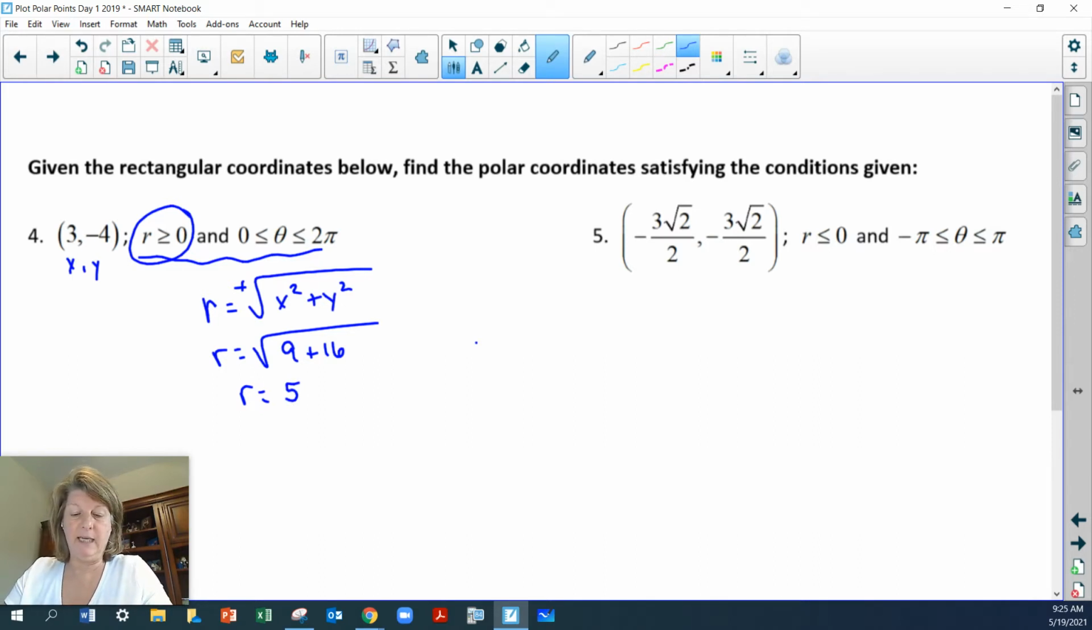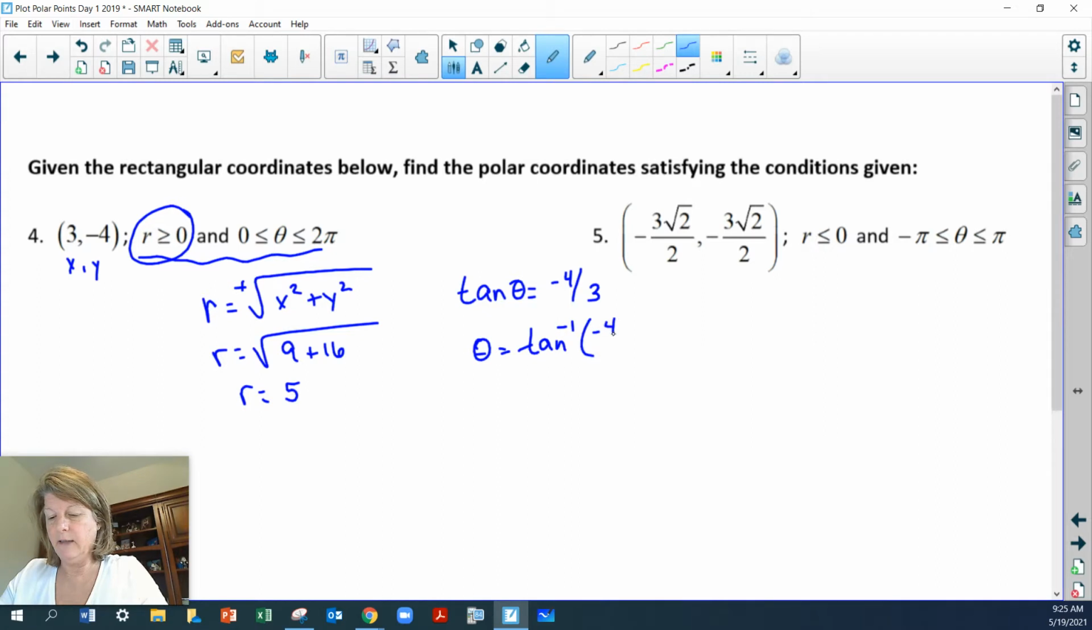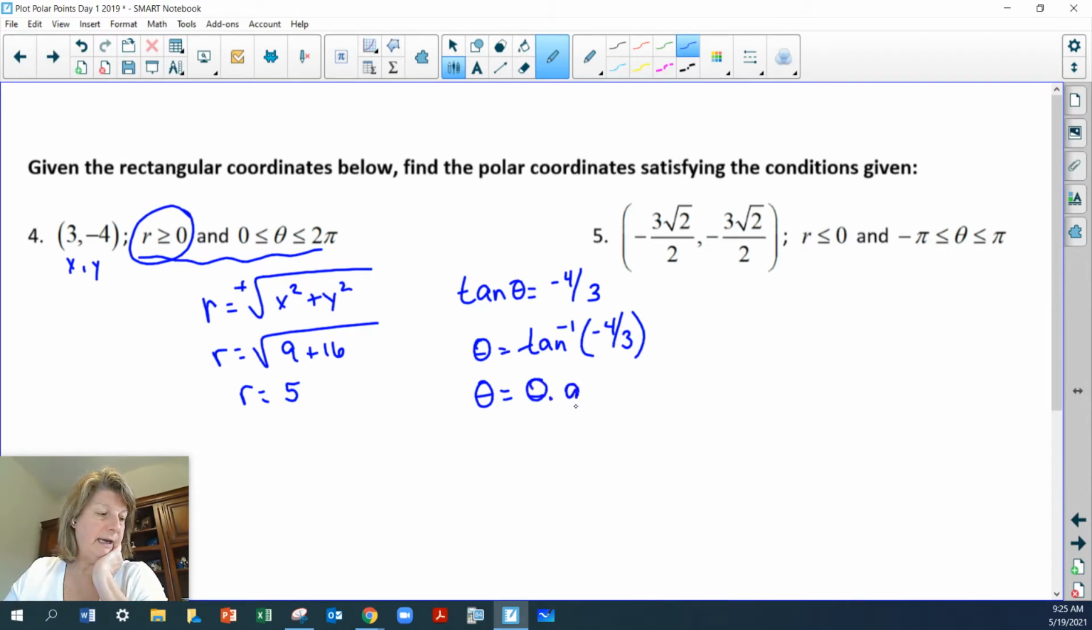And then to get theta, we work with tangent, don't we? So tan of theta is equal to y opposite over adjacent, so y over x. And that gives me theta as inverse tangent of -4/3. Using my calculator in radian mode, I came out with, oops, let's make that a positive, 0.927, which if you wanted to convert that, that's about 53 degrees. So that would be in quadrant 1. And I've got to stay in the first revolution.